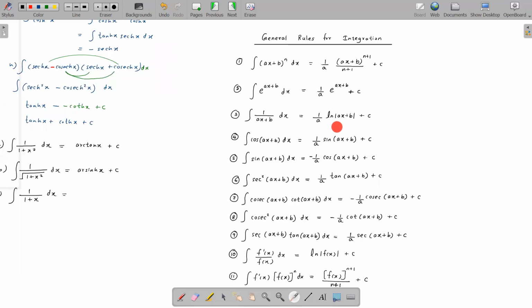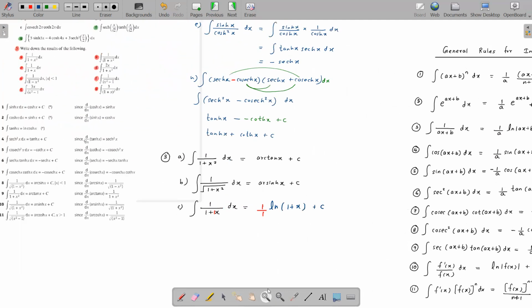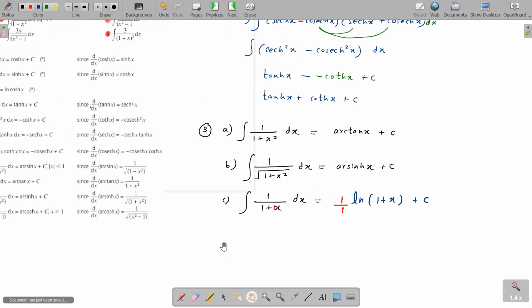Do you see? So it's basically just 1 over 1 plus x. It's 1x. So basically the integration is 1 over a, which is actually 1, right? Can you see? Because it's 1x. So 1 over 1 ln 1 plus x plus c. Okay, just go through the rules and do it. Next one.